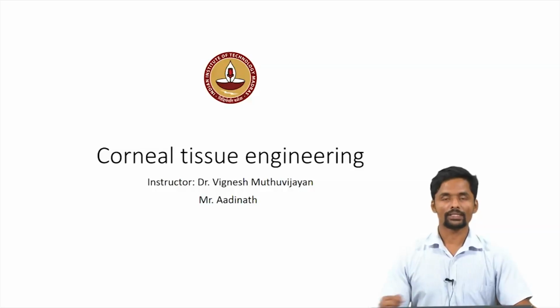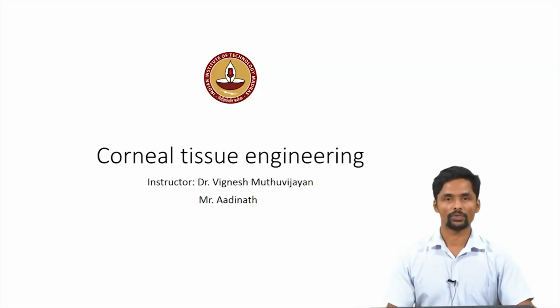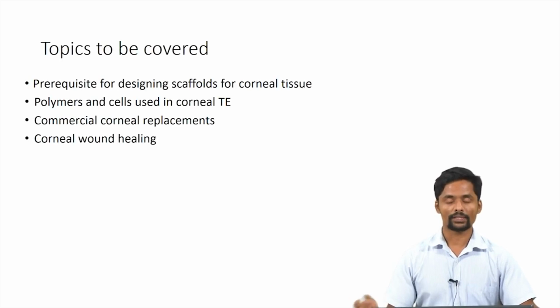Hello everyone. In the previous session, we learned about the anatomy and other basic aspects of corneal tissue, and in today's session we will talk about tissue engineering aspects of cornea. The topics that will be covered in today's session are prerequisites for designing scaffolds for corneal tissue, polymers and cells that have already been used in corneal tissue engineering, and commercially available corneal replacements.